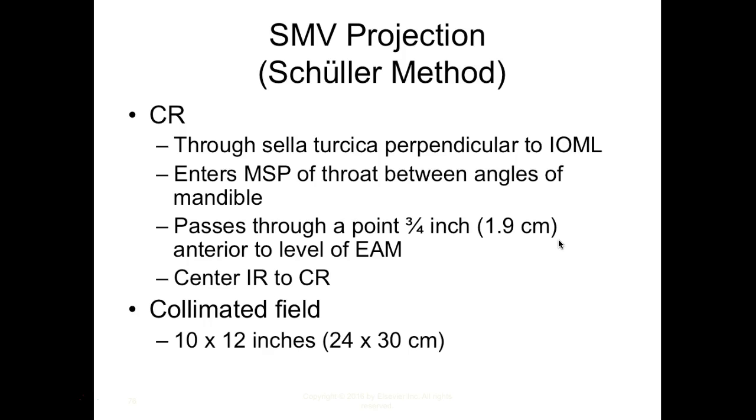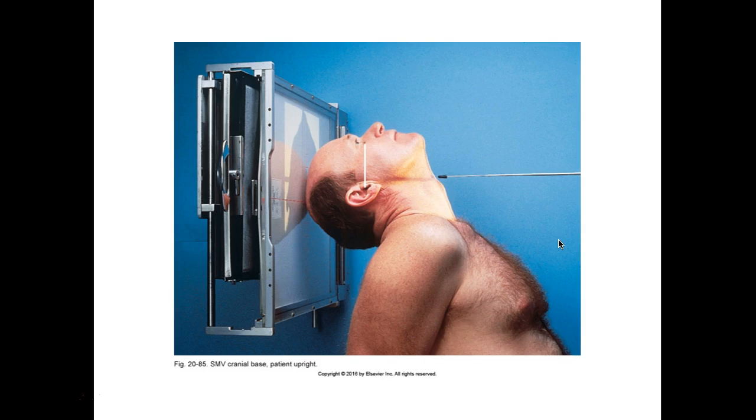Enters the MSP of the throat between the angles of the mandible. Passes through a point 3/4 of an inch anterior to the level of the EAM, and you center the IR and the CR. So you collimate to a 10 by 12. This is what it looks like.